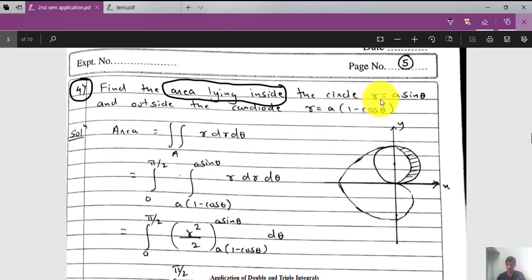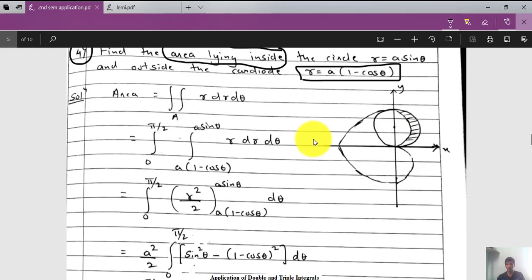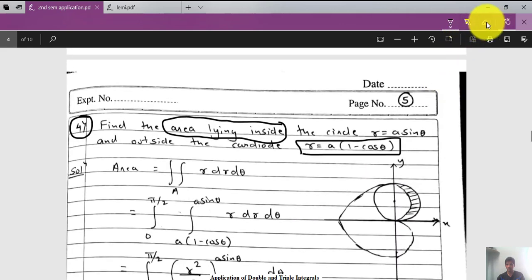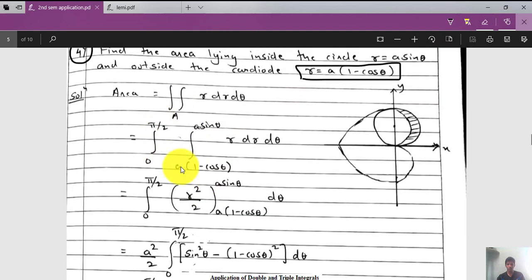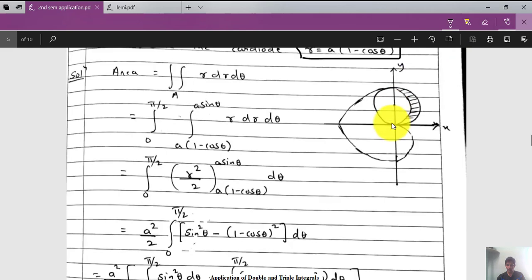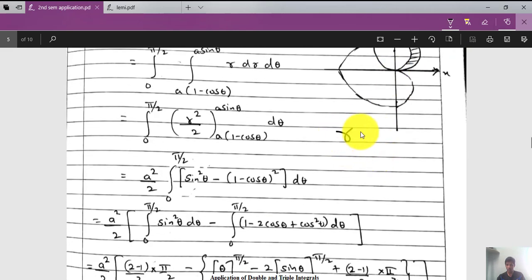And the circle is r is equal to a sin theta, and outside the cardioid r is equal to a times 1 minus cos theta. Now if somebody is sitting in the examination and does not know how to draw a rough sketch, I will help you out. Forget about this because I have already written it and I am only going to explain. So first, you take r is equal to a sin theta. Always have the habit of drawing a rough sketch.